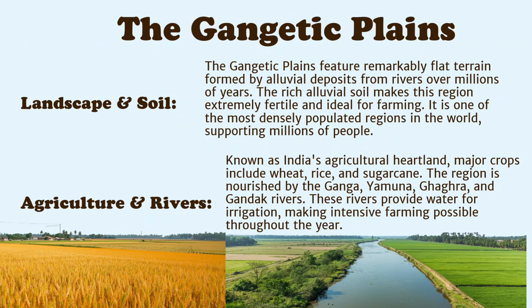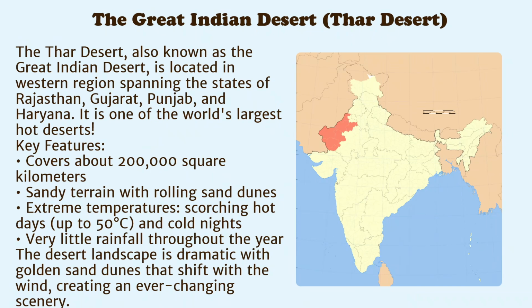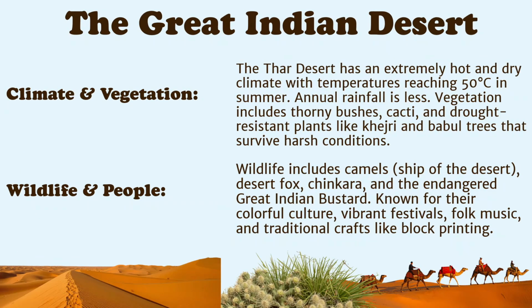Now let's explore the Great Indian Desert, also called the Thar Desert. It is located mainly in Rajasthan. The desert has sandy terrain, sand dunes, very little rainfall, and extremely hot temperatures. During summer, temperatures can reach up to 50 degrees Celsius. Plants like cactus and thorny bushes grow here because they can survive with less water. Animals found here include camel and desert fox. People in Rajasthan are famous for their colorful clothes, folk music, and festivals.